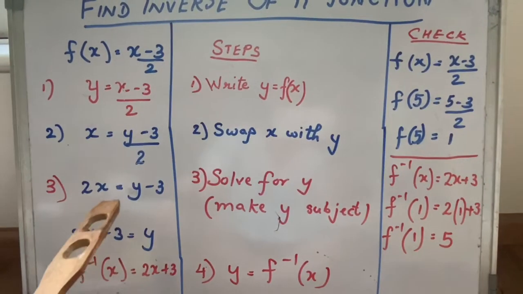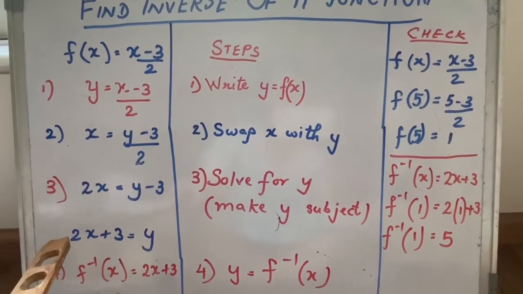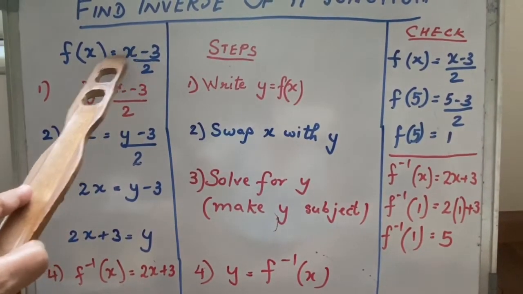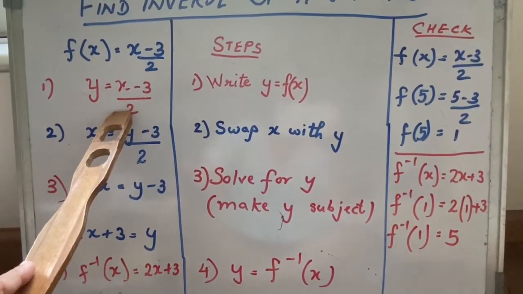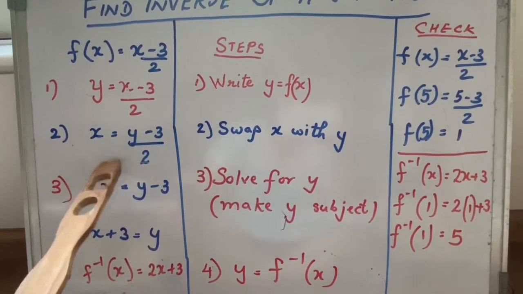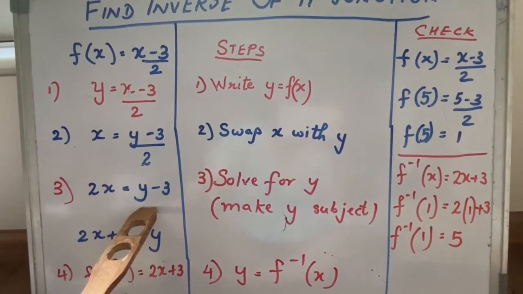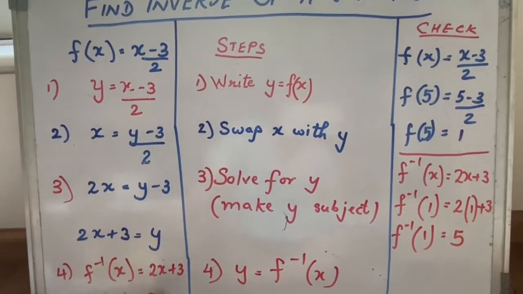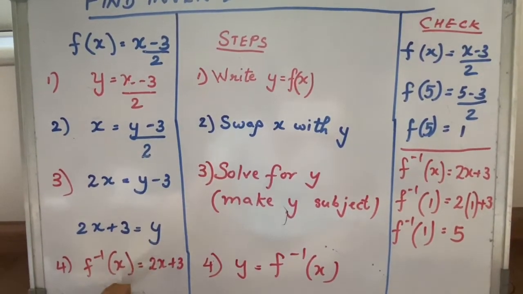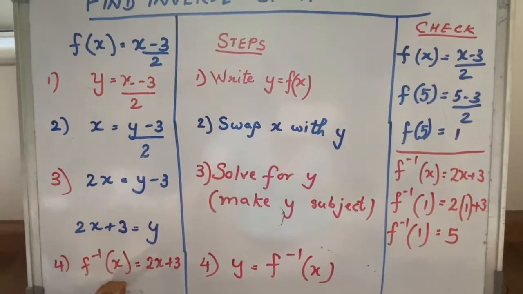Just go through the steps again. First, y is equal to (x minus 3) by 2. So the given function is written as y is equal to the function. Swap x and y in the given function and make y the subject. That is, solve for y. And the final answer you get when y is your subject, replace y with f inverse x, and that's your answer.